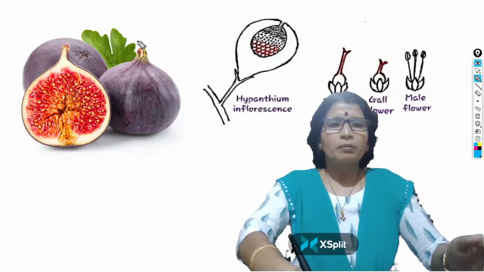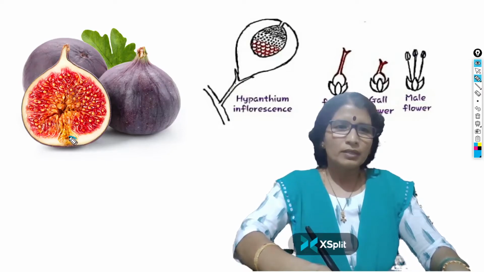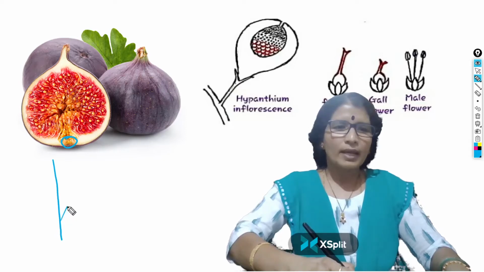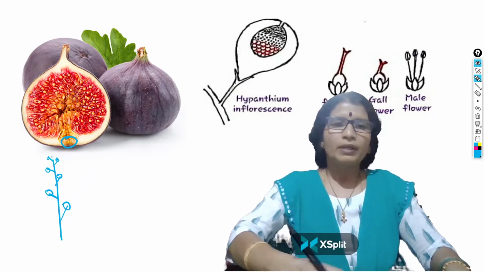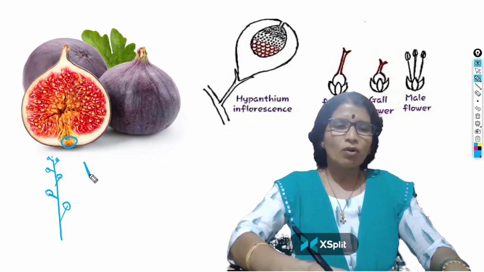This is the Hypanthodium inflorescence. When you take a longitudinal section, the appearance is like this. So here you can see a small apical pore. Usually in an inflorescence, a lengthy inflorescence axis is present. On the inflorescence axis, a number of flowers are present like this. But here the lengthy inflorescence is condensed. That means it becomes very short and forms a fleshy cup-like structure like this.